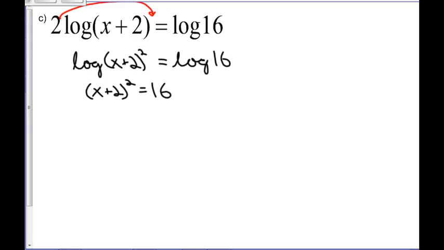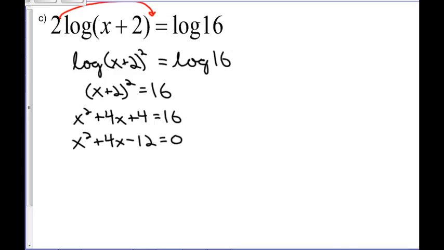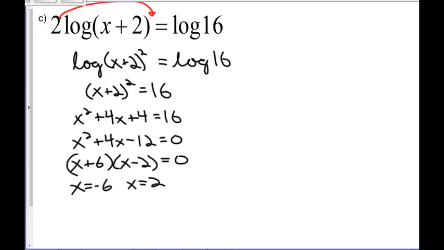Okay, that gives us x squared plus 4x plus 4 equals 16. Factor it. We get x plus 6, x minus 2. So potential solutions of x equals negative 6 and x equals 2. You might be tempted to say, well, the negative 1 is never going to work. That's not actually true. You might have something set up where the negative 1 works and the positive doesn't. You might have something set up where neither of them work. You need to check them individually.